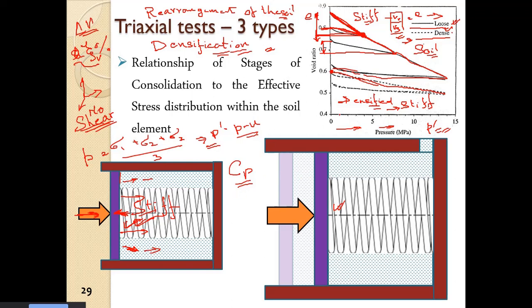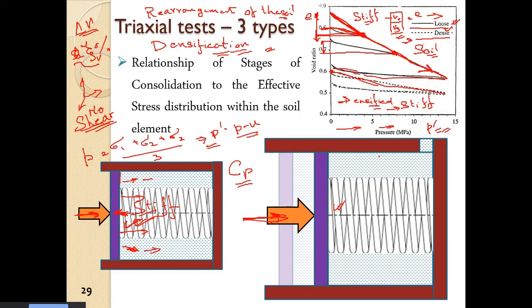Now we have to come up to a certain stage where this soil ultimately loses its stiffness. So we have to go on increasing the load. Ultimately, we will come up to, suppose, this point. Then what will happen? It will behave as a normally consolidated soil.